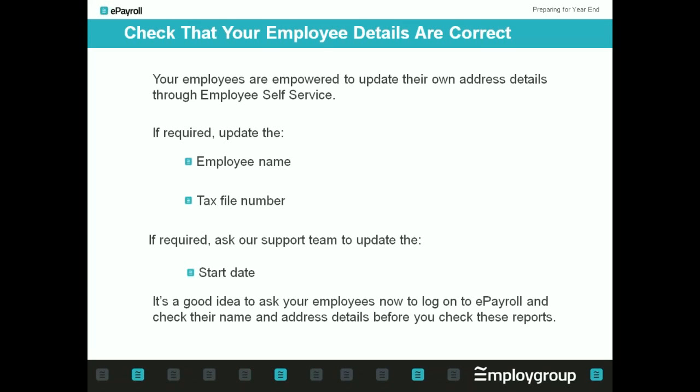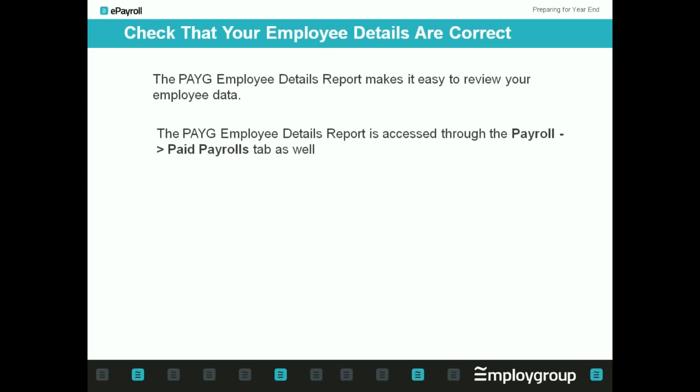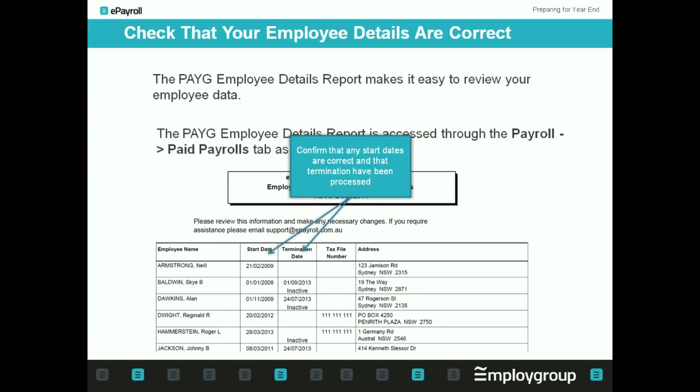Ask your employees now to log on to ePayroll, check the name and address details before you check the reports yourself. It'll save you a lot of time. The PAYG Employee Details Report does make it easy for you to check these yourself. It can be accessed in a similar way to the PAYG Employer Details Report. The report's like this, so you can see the employee's name, their start date, their termination date, if they've terminated, their tax file number and their address. So all of that information's in one spot.